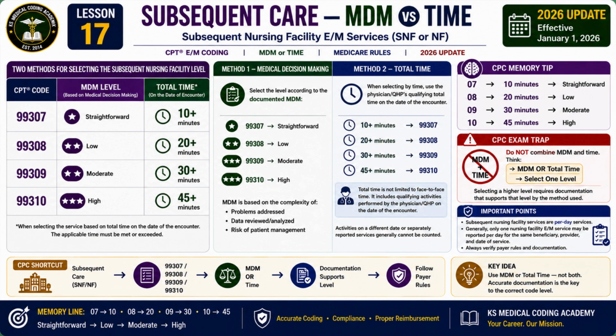99309 represents moderate MDM, and 99310 represents high MDM. When selecting by total time, the current thresholds are 10 minutes for 99307, 20 minutes for 99308, 30 minutes for 99309, and 45 minutes for 99310. The applicable time must be met or exceeded.